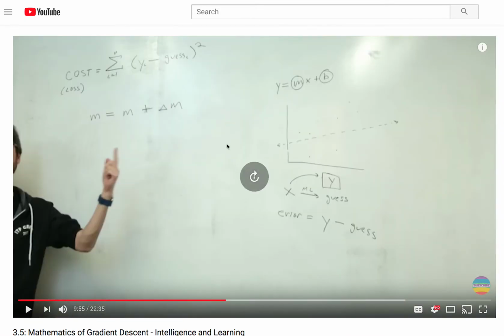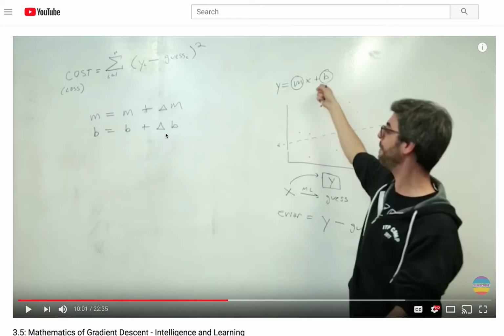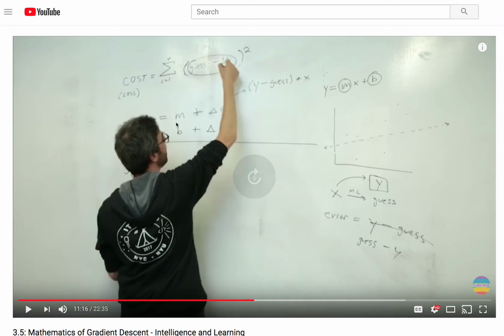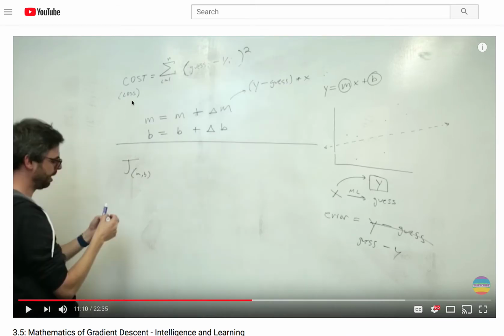Okay, he talks about code. What he's talking about here is that m needs to change on each iteration by a certain amount. We don't know that amount, but we're going to figure that out. And b also needs to change by a certain amount. We don't know that amount, but we're going to figure that out using the derivative, or the partial derivative in this case. So here we have j, which is the cost function, and we have the two variables m and b that we want to figure out how much we need to change by.